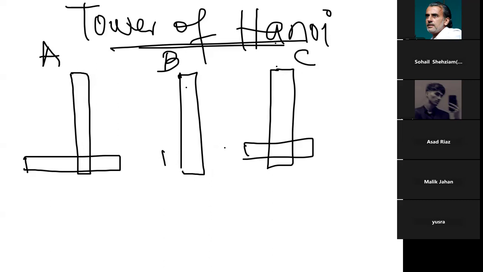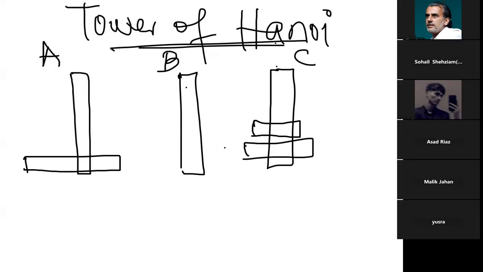We move it from there and we place it on top of the second disk. So now tower C contains two disks in the sorted order, and tower A contains only one disk, which is the disk at the bottom, which is the largest disk.